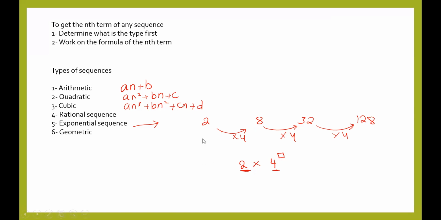So the exponential, the nth term will be what? Will be the first term multiplied by the ratio, or the multiplication which is going on in here. Then you will try to find the power. This is what we will work on in the next example. Let's see examples here to clarify what we are doing.